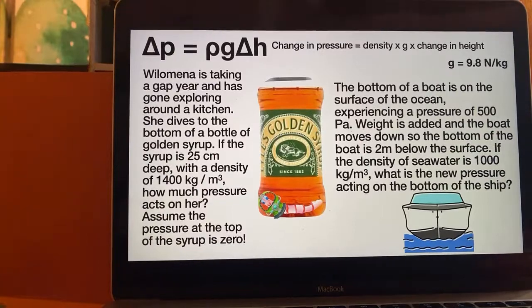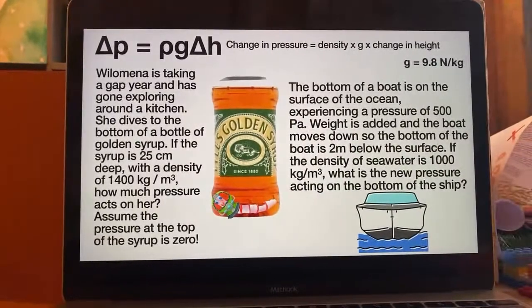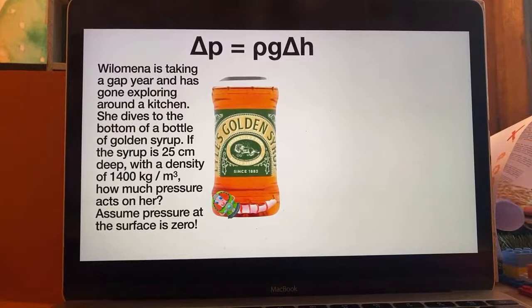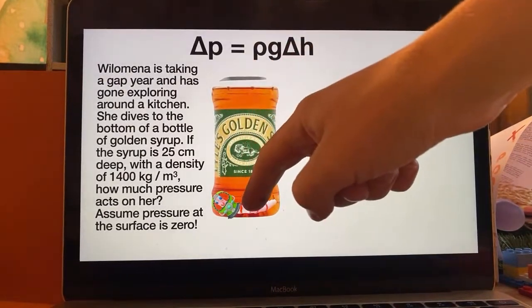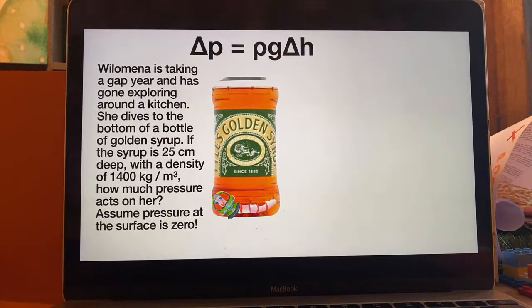Okay, well, let's go through it. Like I say, I was almost expecting, possibly even hoping, that you would get this wrong, so then you'll definitely remember how to do it when I give you the past exam questions. Okay, first one. Wilhelmina's taking a gap year. She dives down 25 centimetres deep into some golden syrup, and you've got the density of golden syrup. How much pressure acts on her?